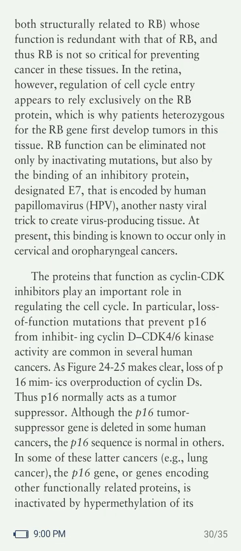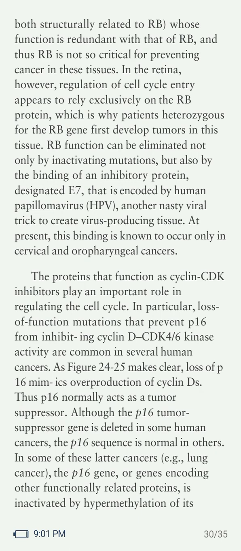The proteins that function as cyclin CDK inhibitors play an important role in regulating the cell cycle. In particular, loss of function mutations that prevent P16 from inhibiting cyclin D CDK4/6 kinase activity are common in several human cancers. Loss of P16 mimics overproduction of cyclin Ds. Thus, P16 normally acts as a tumor suppressor, although the P16 tumor suppressor gene is deleted in some human cancers.